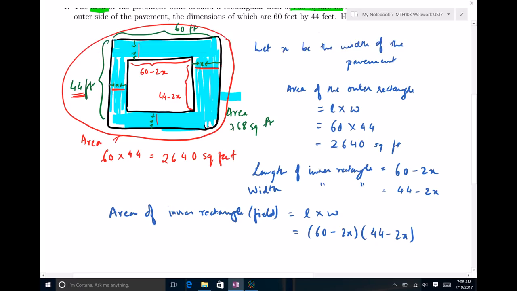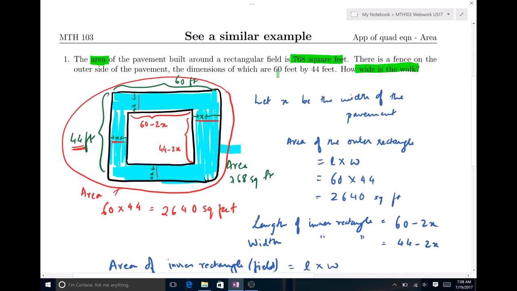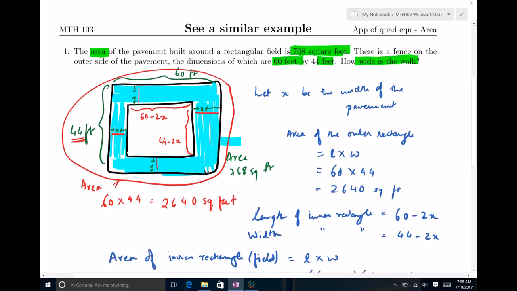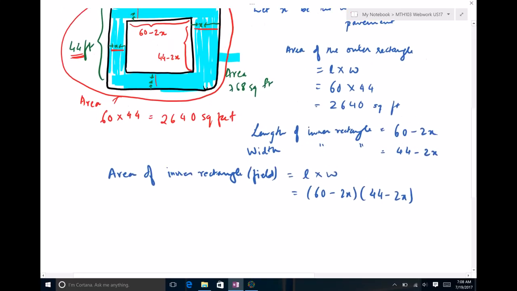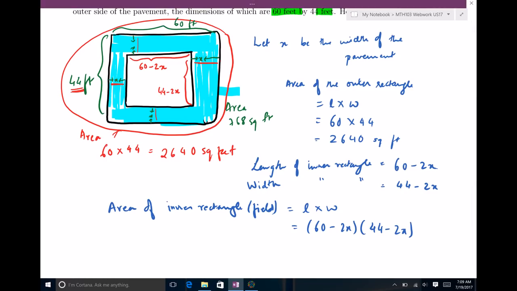Okay, we need to find a way to put all of this together. How does this all come together? Let's see, I've used up 60 feet by 44 feet. The only thing that I haven't used yet is the fact that the area of the pavement is 768 square feet, so I'm going to use that next. Now what I know is that if I need to find the area of the blue shaded part, it's just going to be the area of the outer rectangle minus the area of the inner rectangle.